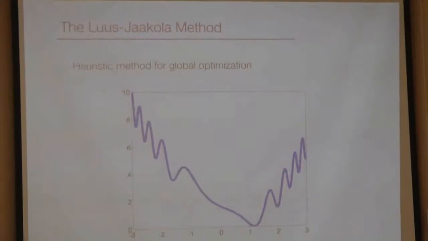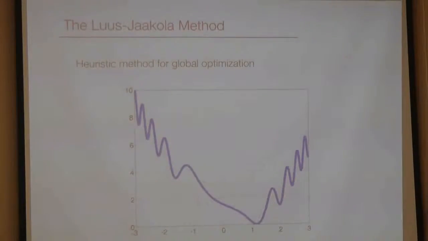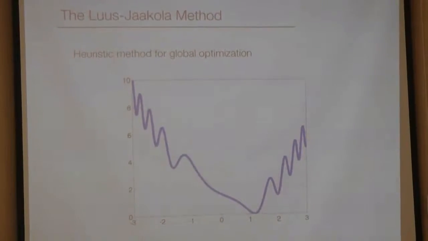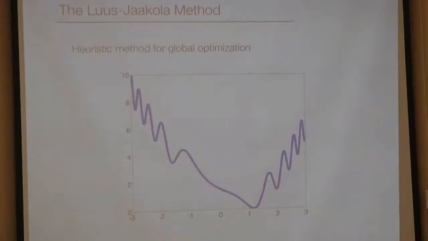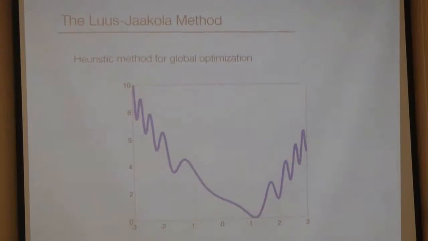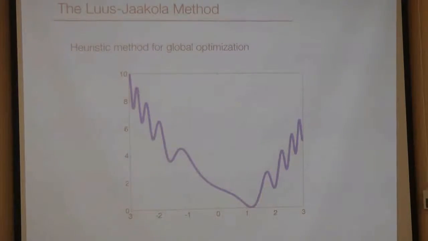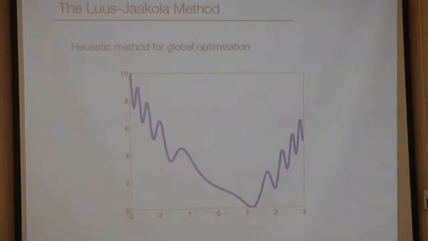Luus-Jaakola is a heuristic method for global optimization. Essentially, it is a method which, under certain conditions, can find the global optimum of a non-convex function. Which also means it is applicable to convex functions, and it's actually even easier to implement when the objective function is convex, because then we know that all optima are global optima. But it also works for non-convex functions. And it is a random method, and this is how it works.